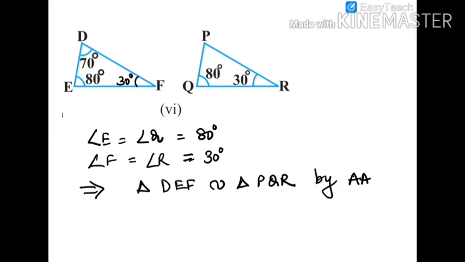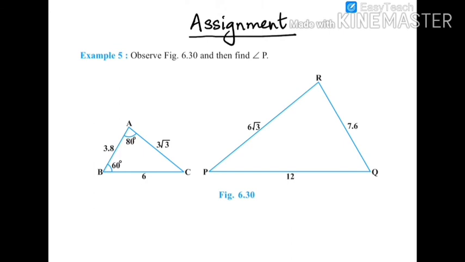With this, we come to the end of this video lesson. Your assignment for today is example 5 of the textbook. In this question, we have to find angle P. Since all three sides are given in these two triangles, we can check the ratio of the corresponding sides and find whether they are equal or not, and then if the ratios are equal, then the two triangles are similar, and if they are similar, then their corresponding angles are also equal. Using this knowledge, we can find angle P.